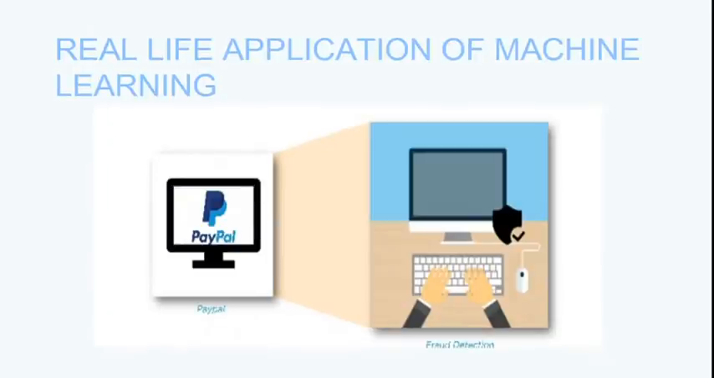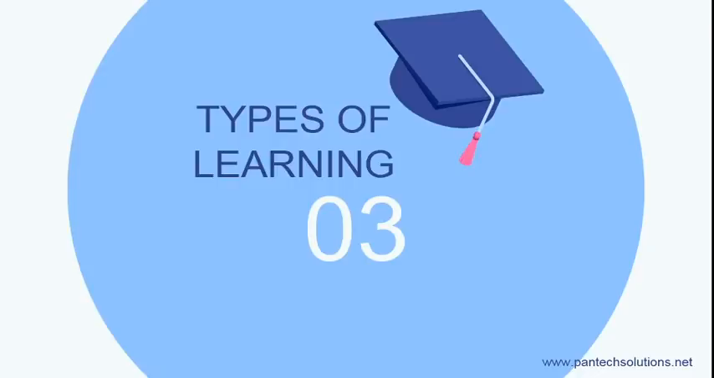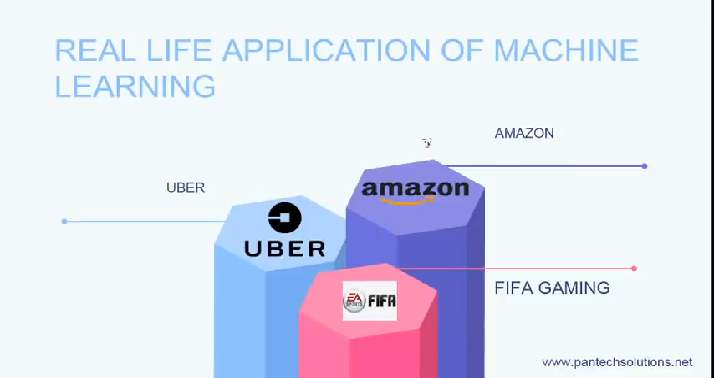So PayPal, you already know about PayPal and UPI transactions. In that also you are using payments, and then Uber, Amazon, FIFA World Cups, and Uber basic. So these are Amazon, Uber and all real-time applications.